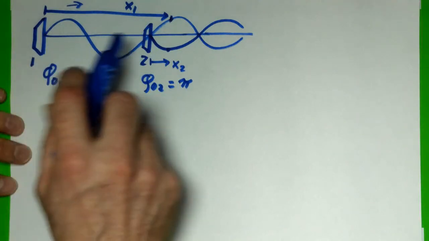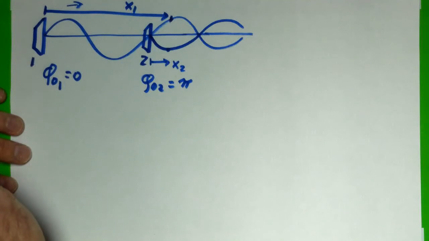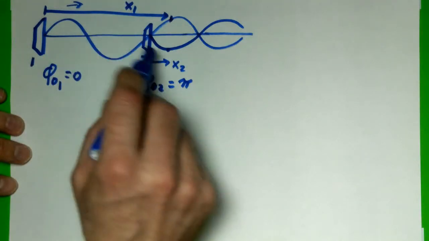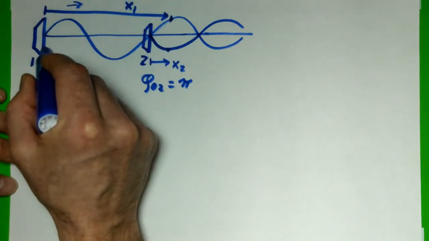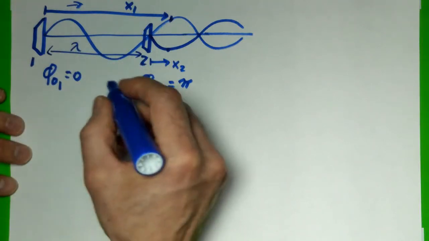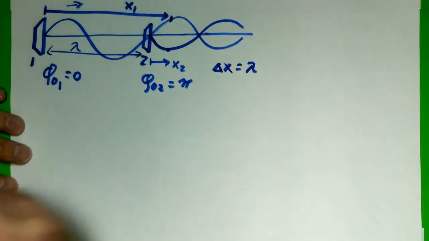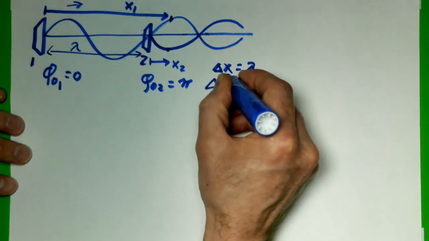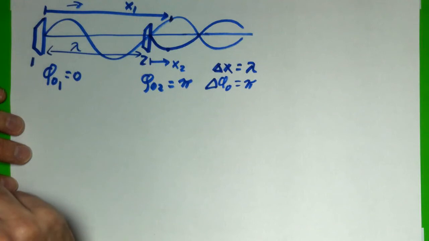Okay, and the goal for these to cancel is you want them to be opposite each other. All right, and so what we have is the difference in x1 and x2 is one wavelength. We can see that these speakers are separated by one wavelength. Okay, so our delta x between the two equals lambda, and our difference in phase constants, delta phi0, is equal to pi.